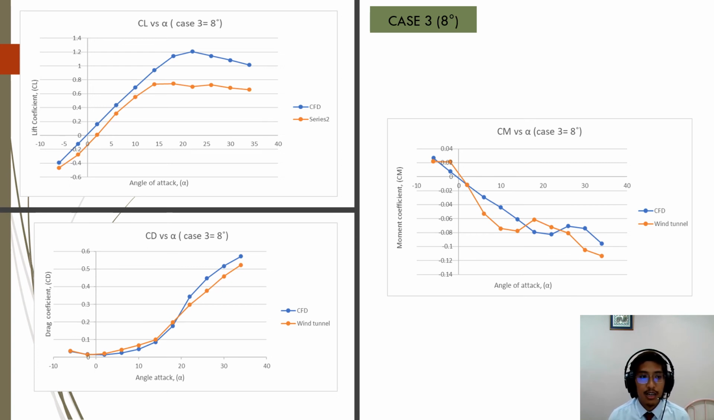Next one is the comparison for case 3 of 8 degrees. As you can see, the lift coefficient and drag coefficient show a similar pattern as case 2 and case 1. For the pitching moment coefficient graph, both cases had a negative slope until they reached a certain angle of attack and started to rise up. For the wind tunnel, when the angle of attack reached 14 degrees, the pitching moment started to increase and then stall back. For the CFD value, the increase of the pitching moment started when the angle of attack reached 22 degrees.